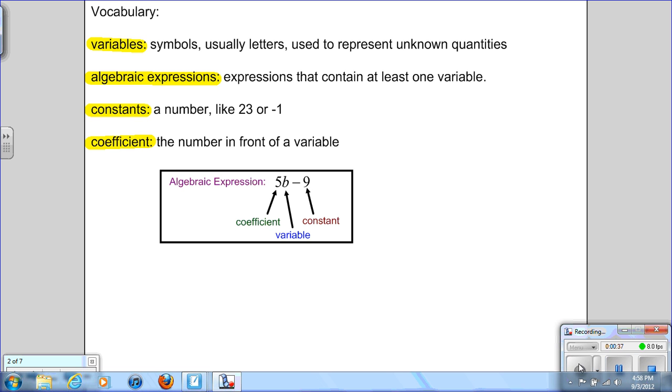Constants, I just think of these as a number. So anytime you see a number without a variable, that's the constant. And the coefficient is always the number in front of the variable. It's being multiplied by the variable. So if you look at my example here, 5b minus 9, 5 is the coefficient of that term, b, the letter, is the variable, and 9 is our constant, minus 9.